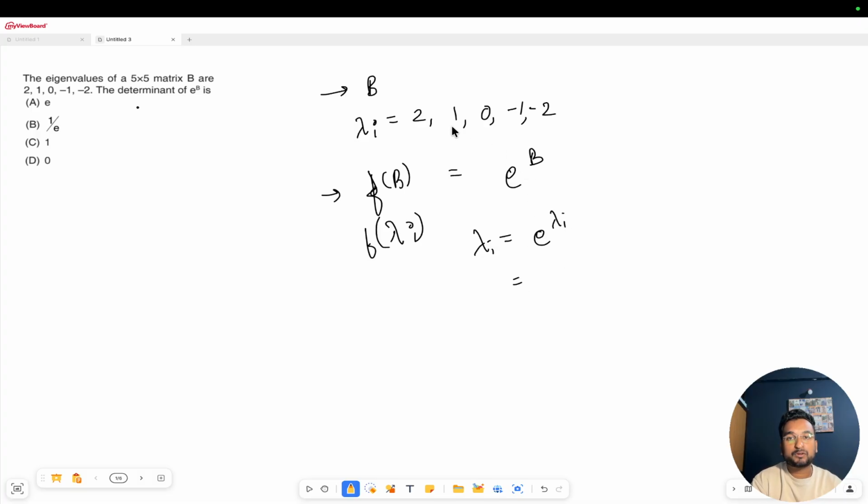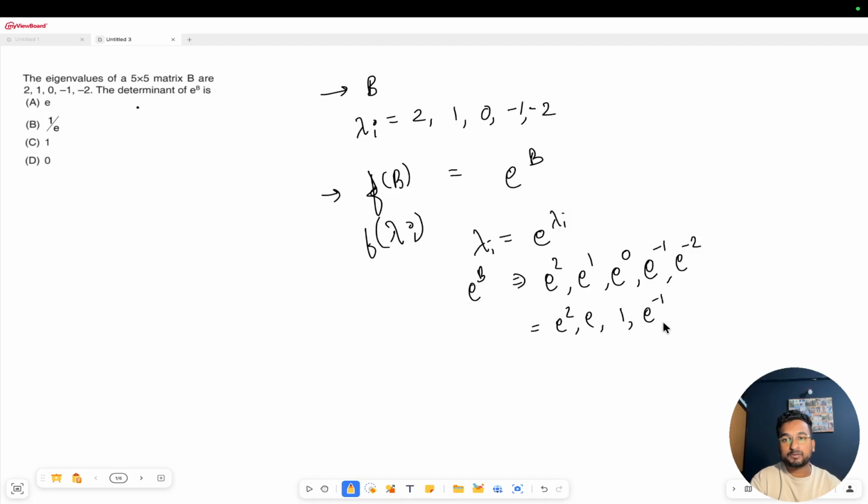So your eigenvalues for the e to the power B matrix will be e to the power 2, e to the power 1, e to the power 0, e to the power minus 1, e to the power minus 2. So these are the eigenvalues for your e to the power B.